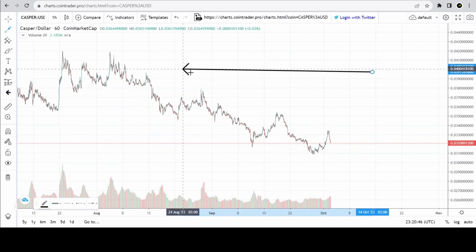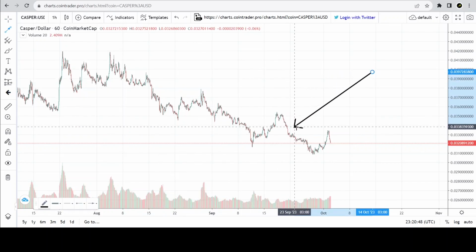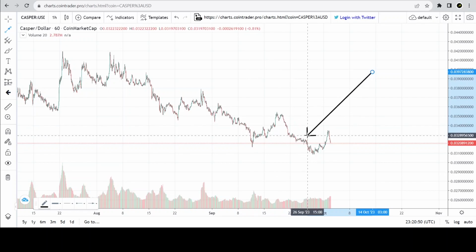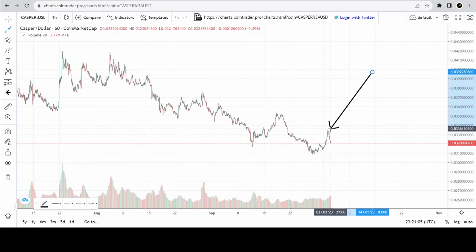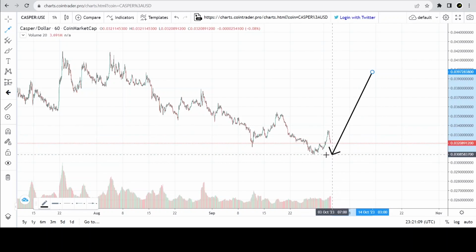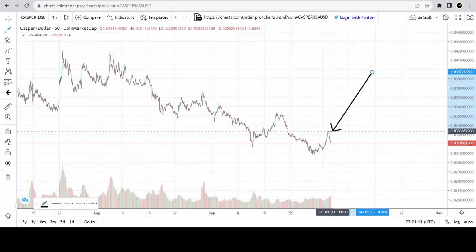So Casper has been in a downward trend, as we talked about in the previous Casper video. So it is now moving up, and the question is, what is taking place right here? What is going on? What does this mean? Is this part of the structure? Is it doing something different?